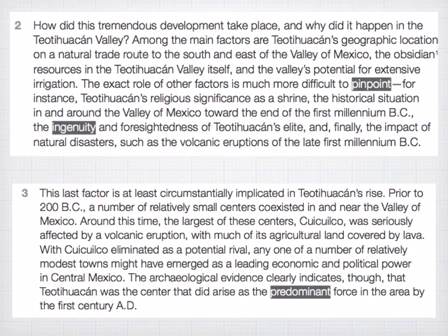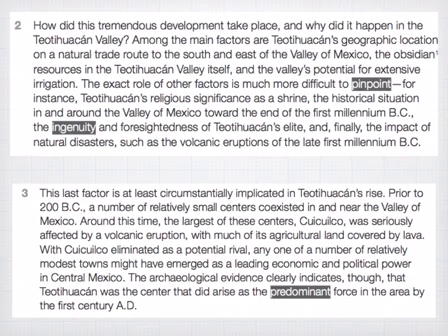Now, at the end of the last sentence, we have the sequence word here, finally. And it says, finally, the impact of natural disasters such as the volcanic eruptions of the late first millennium BC. So we can see that in paragraph 2, there isn't actually a significant amount of information that's going to help us answer this question. The information is actually mentioned at the end of paragraph 2.